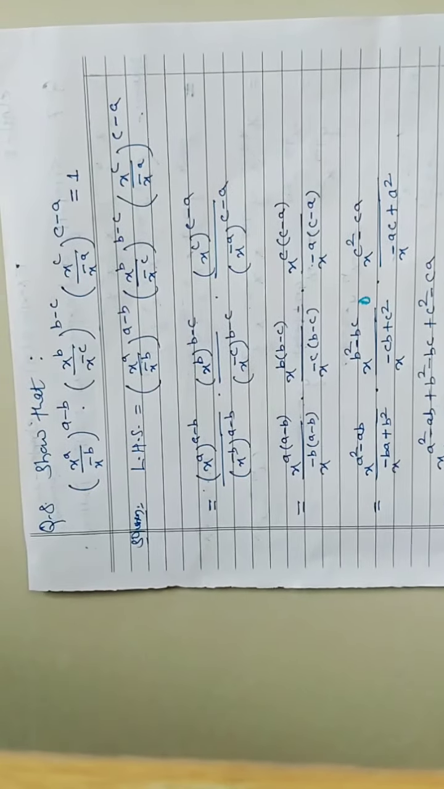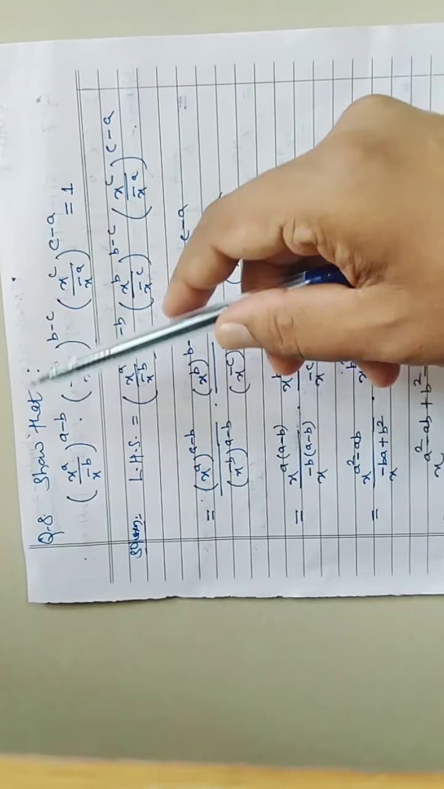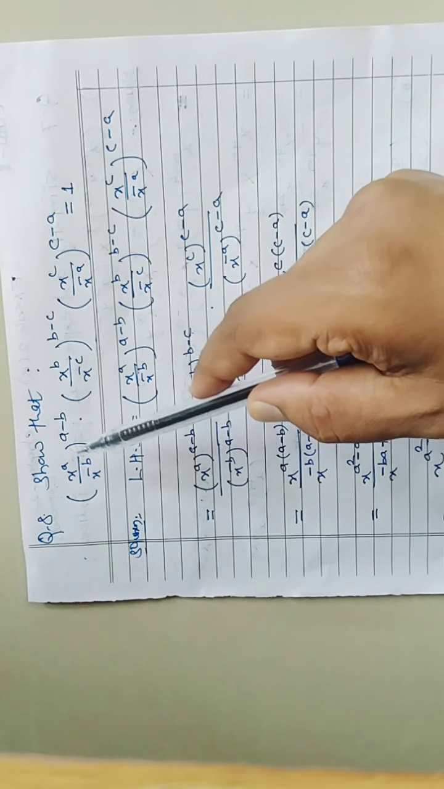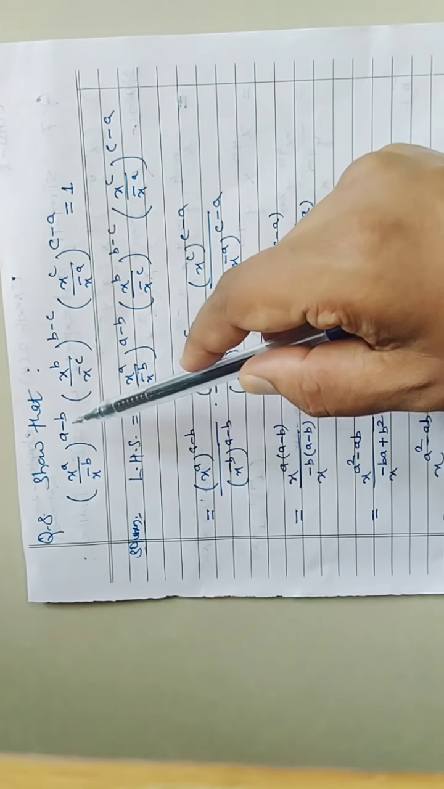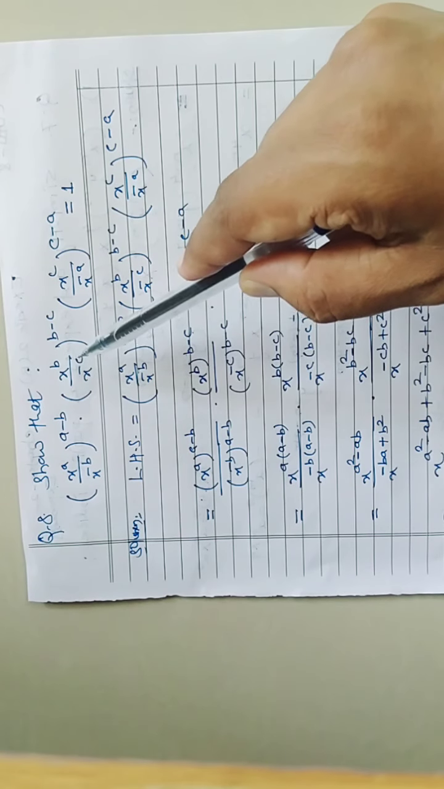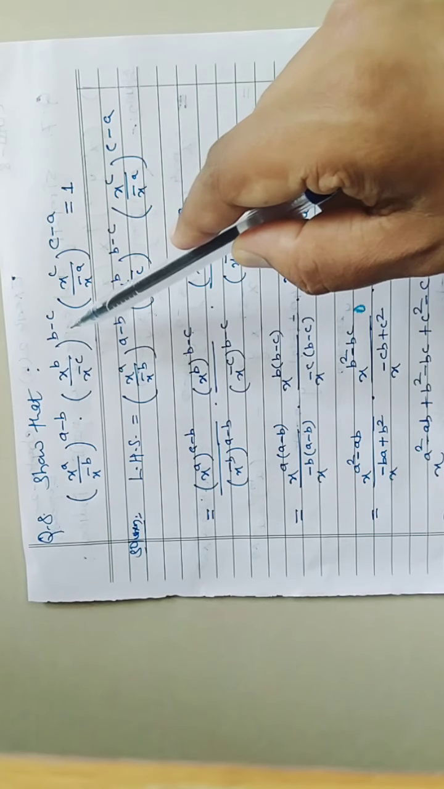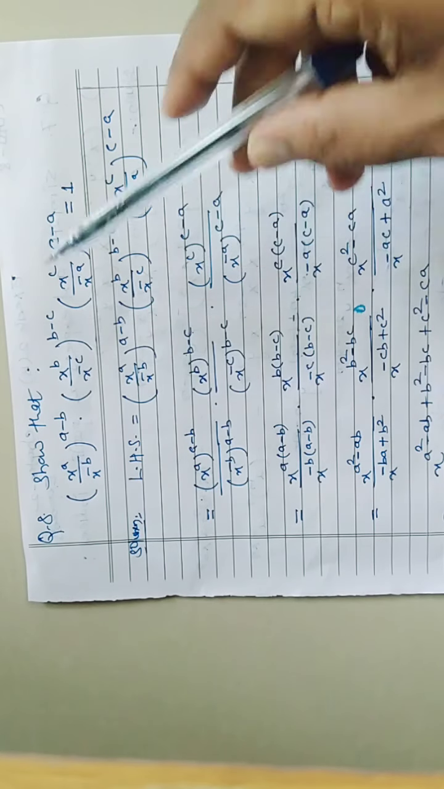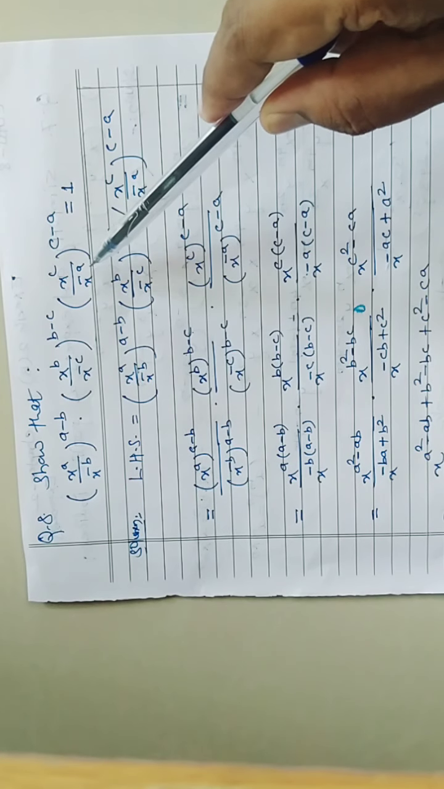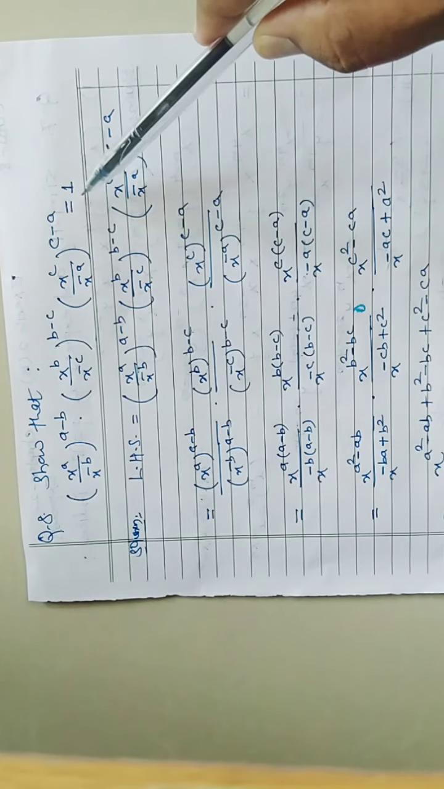Question 8. Show that (x^a / x^(-b))^(a-b) · (x^b / x^(-c))^(b-c) · (x^c / x^(-a))^(c-a) = 1.